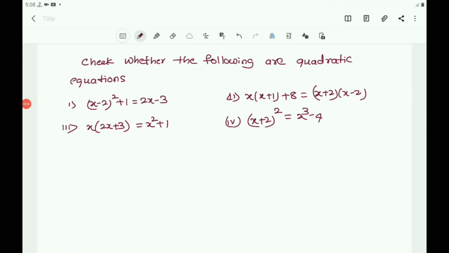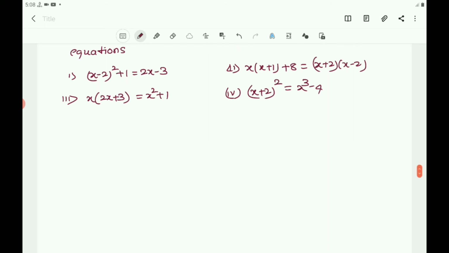Here there are some equations. Check whether the following are quadratic equations. Now let us verify one by one whether they are in the form of ax square plus bx plus c equals 0 or not. If they are in that form, you can conclude that they are quadratic equations. Now you can't verify as it is, so let us try to bring them to the form of ax square plus bx plus c equals 0.